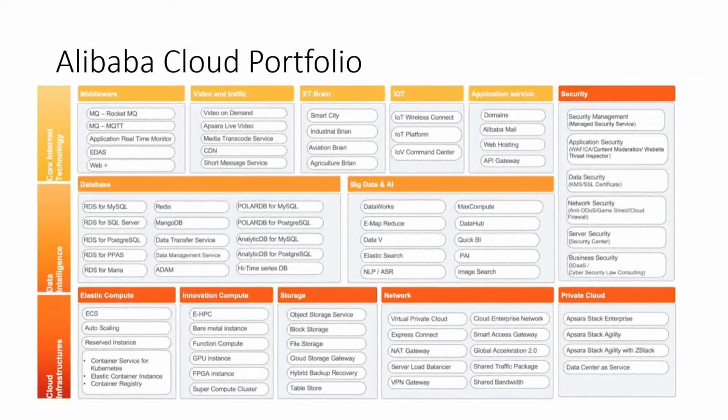To begin with, we see the Alibaba Cloud's portfolio, which lists a lot of products. This ECS product comes under the Elastic Compute category of cloud infrastructure. So we have ECS, autoscaling, reserved instance, and then we see the Container Service for Kubernetes, Elastic Container Instance, and then Container Registry. These are the products we come across in the Alibaba Cloud's portfolio.